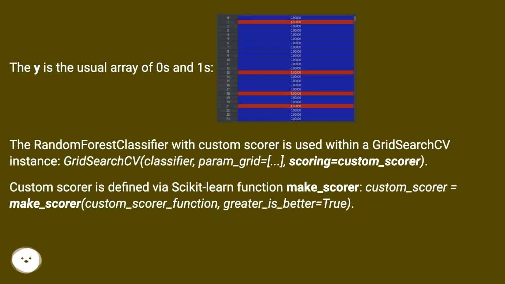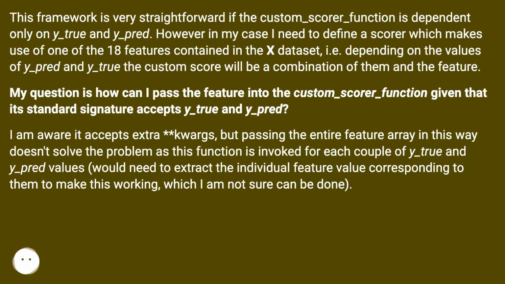GridSearchCV classifier, param_grid equals, scoring equals custom_scorer. The custom scorer is defined via the scikit-learn function make_scorer. custom_scorer equals make_scorer(custom_scorer_function, greater_is_better=True). This framework is very straightforward if the custom_scorer function is dependent only on y_true and y_pred.